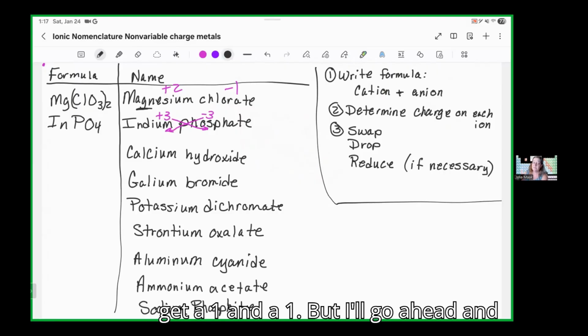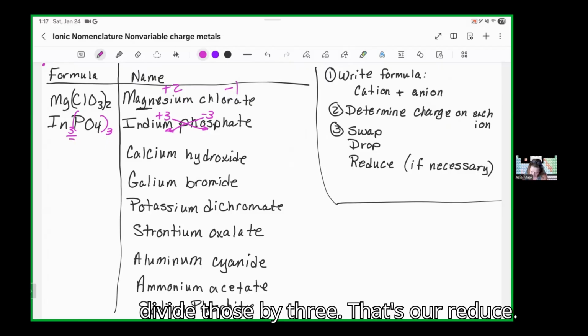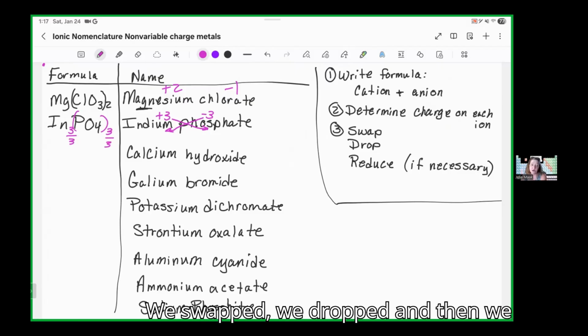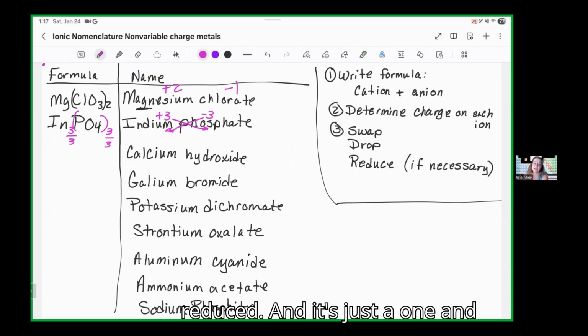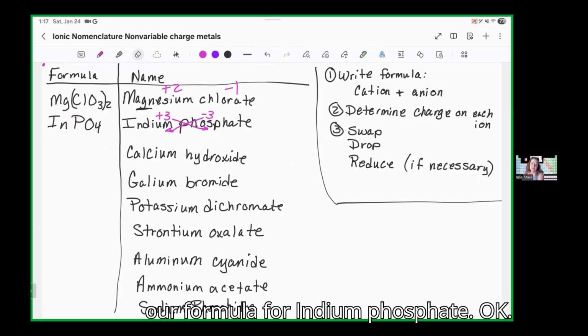So we're just going to divide them by 3 and get a 1 and a 1. But I'll go ahead and write them here. I get 3 indiums and 3 phosphates. But then we both divide those by 3. That's our reduce. We swapped, we dropped, and now we reduced, and it's just a 1 and a 1. Okay, so we get rid of all of that. Okay, so there's our formula for indium phosphate.